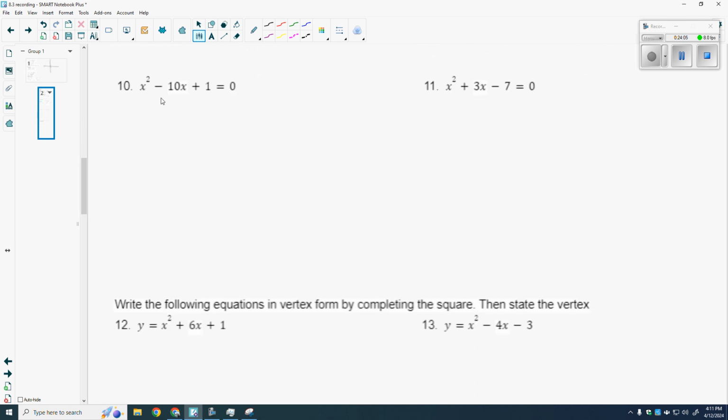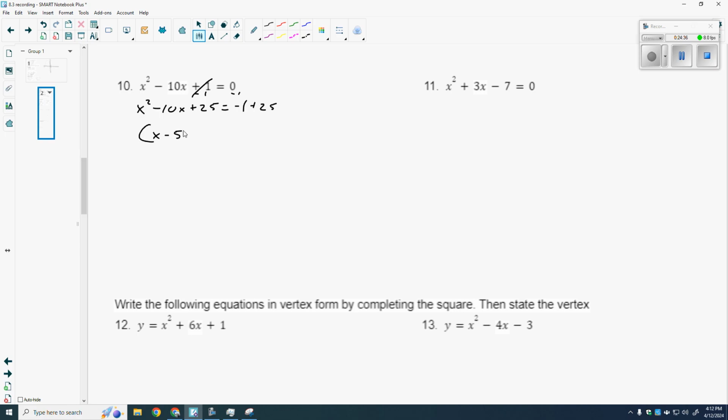Number 10. Is that 1 the right number? Nope. Subtract 1 from both sides to get it to go away. Because that's a positive, I'm going to subtract 1 there, and that goes away. What do I need to add here? I take 10, divide it by 2, I get 5. 5 squared is equal to 25. If I add 25 here, I have to add 25 here.